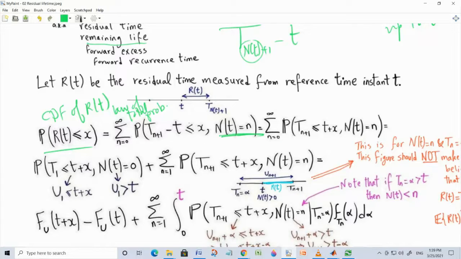Now, what is the residual time? So the residual time is N of t plus 1 minus t, and so this thing is equal to T of n plus 1 minus t if N of t is equal to small n. So once you involve this event, that big N of t is equal to small n, then you can replace big N of t plus 1 by small n plus 1. And so the residual time will be this quantity, which can be written as that the time of arrival n plus 1 is less than or equal to t plus x.